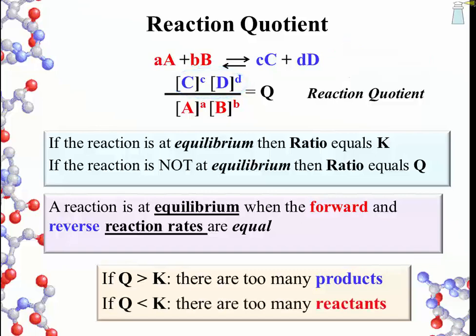If, however, Q is less than K, then there are too many reactants compared to products.